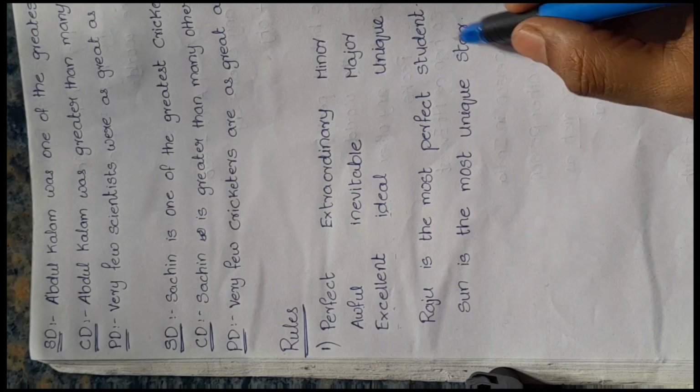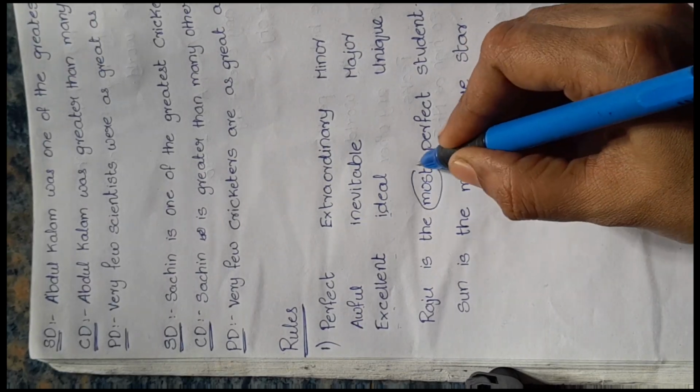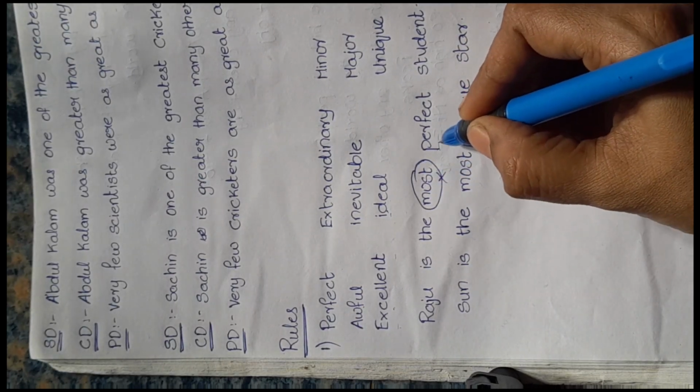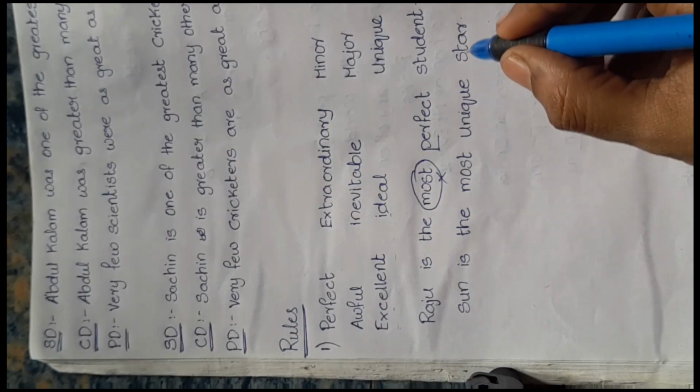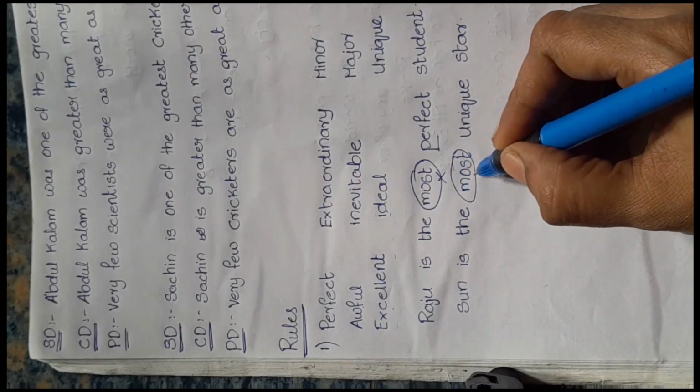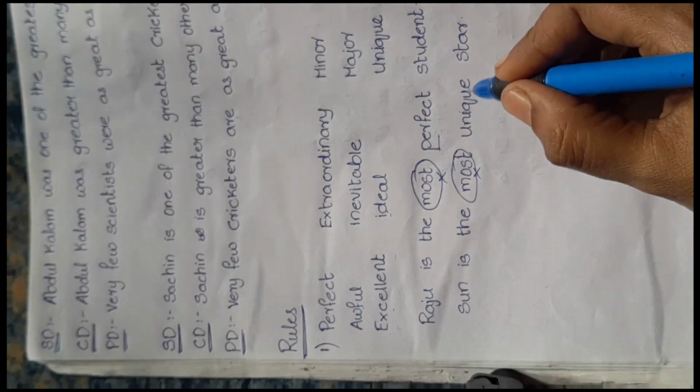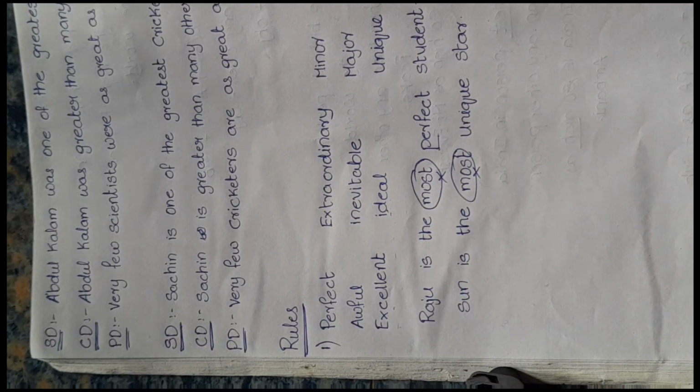Raju is the most perfect student. Here most should not be used because perfect should be used only in the positive degree. Sun is the most unique star. Here also most should not be used. Sun is the unique star is correct.